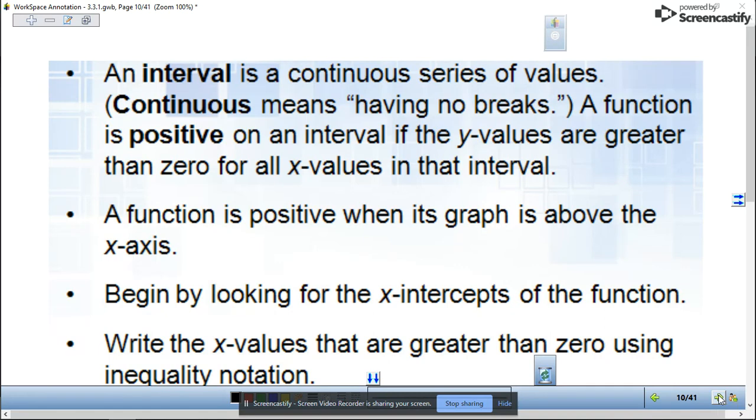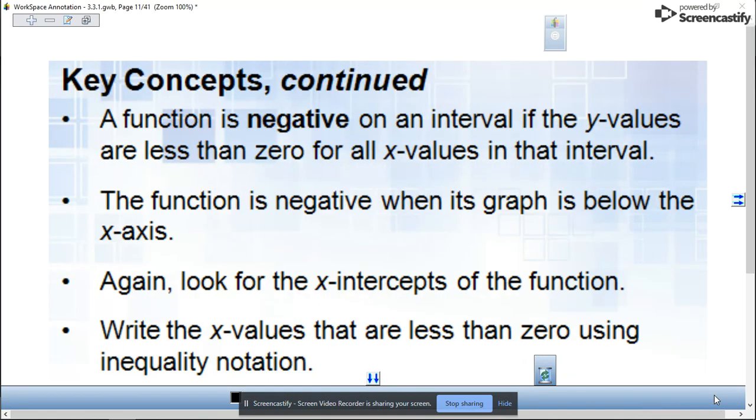A function is positive on an interval if the y values are greater than 0 for all x's in that interval. Okay? Positive means above the x-axis. That's super important. Okay? Obviously, the negative is going to be below the x-axis. And you're going to start by looking for the x-intercept of the function. Okay? Again, negative is the exact same thing as before, where it's below the x-axis. Okay? And you find that by looking for the x-intercept.